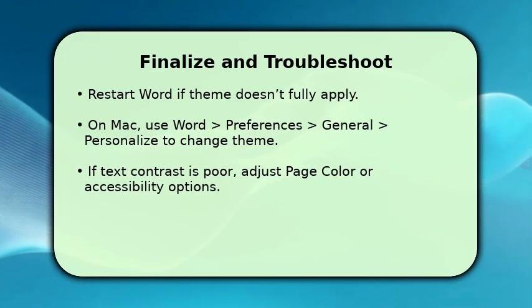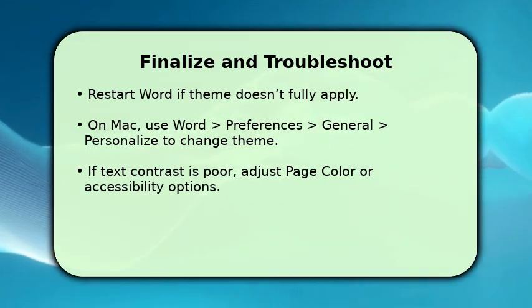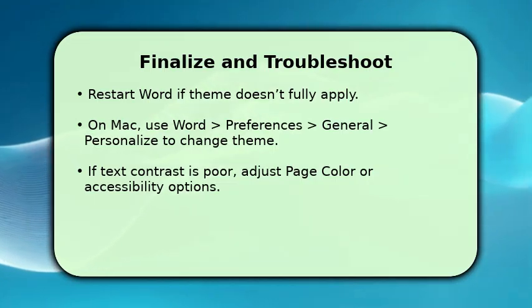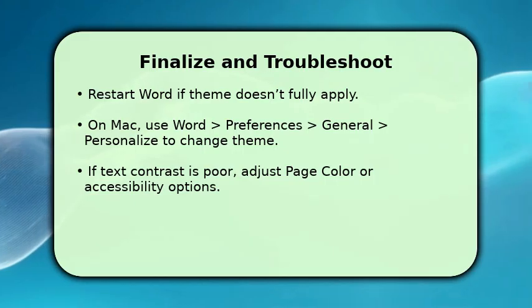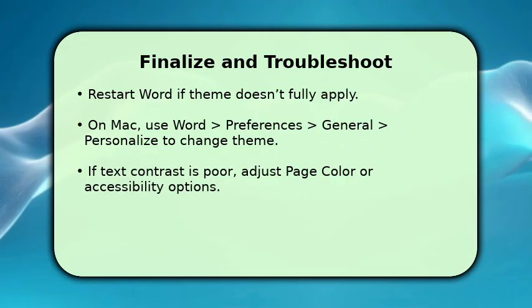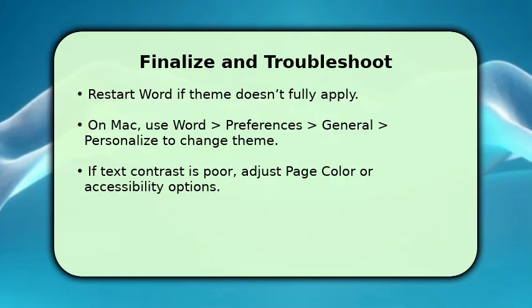If you're on a Mac, go to Word Preferences, General, then Personalize to set dark mode there. If colors look off, change the page color or open accessibility options to increase contrast. This fixes poor legibility. Troubleshooting tip: if the theme won't stick, update Office, sign out and back into your account, or reset preferences. These steps usually resolve sync or permission issues.